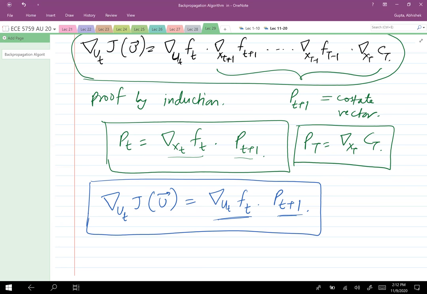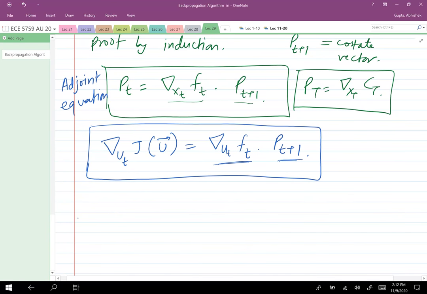So now I want to talk about the backpropagation algorithm. Let me write down a simple thing. This backward recursive equation is known as the adjoint equation. And of course you have the forward, the usual state transition equation, which is XT plus one equals FT of XT comma UT.